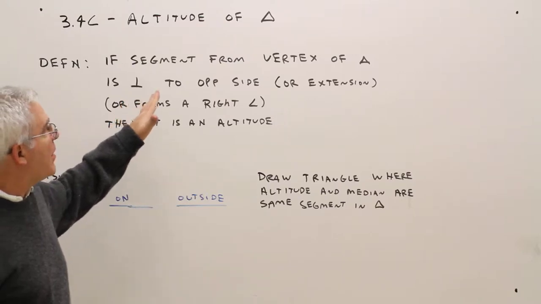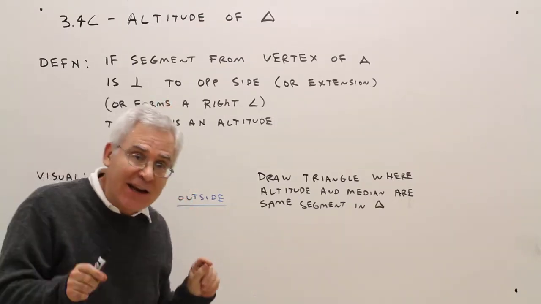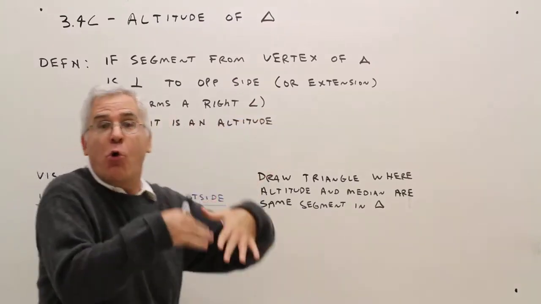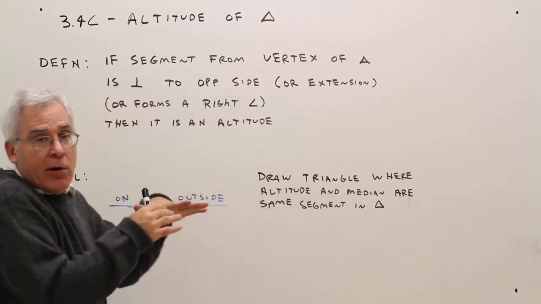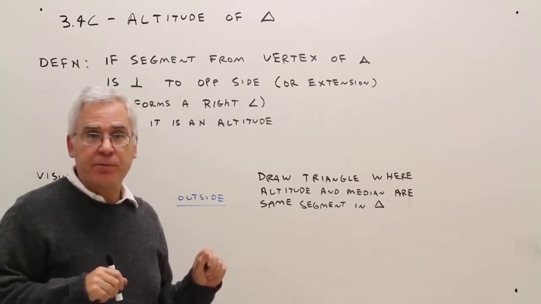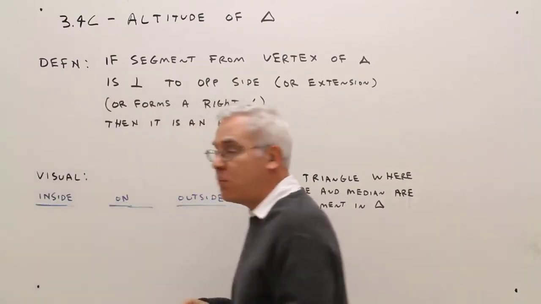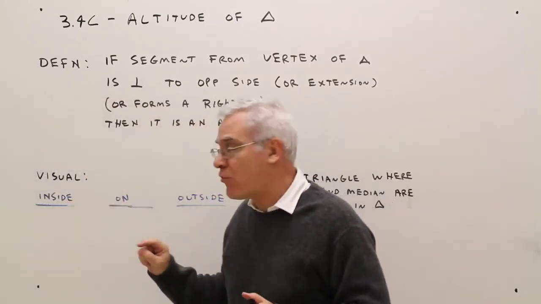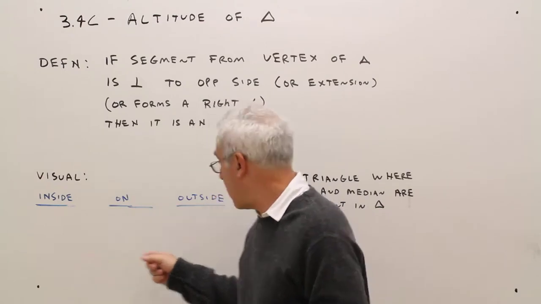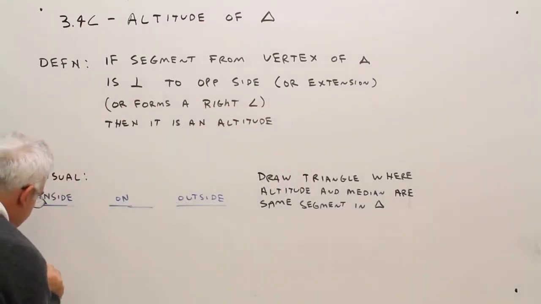If a segment from the vertex of a triangle is perpendicular to the opposite side, or its extension, or forms a right angle, then it is an altitude. Okay, so let me give you three pictures of what can happen here. So the altitude could be inside the triangle, on the triangle, or outside the triangle. So we'll start with this.